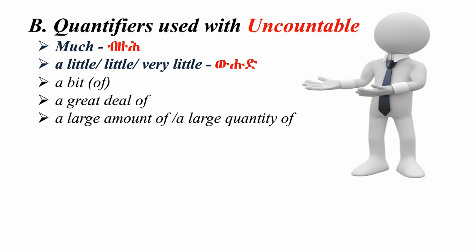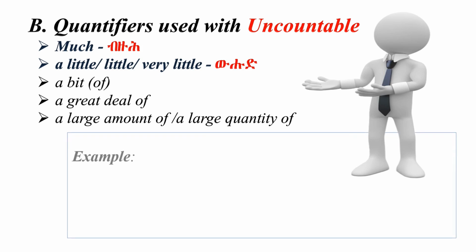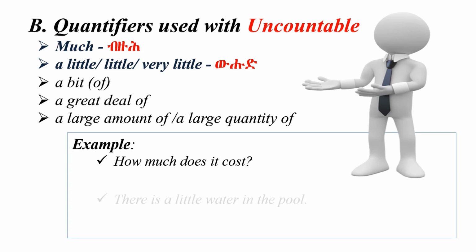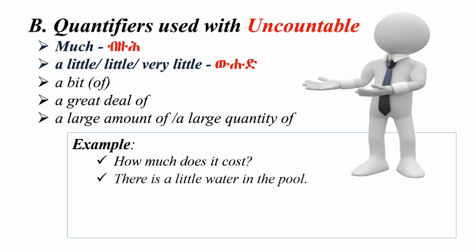Since money is uncountable we say how much money do you have, how much does it cost. Second one: is there little water in the pool? There is a little water. It hurts a little bit, pain is an abstract noun and is uncountable. A great deal of oil was spilled in the sea.